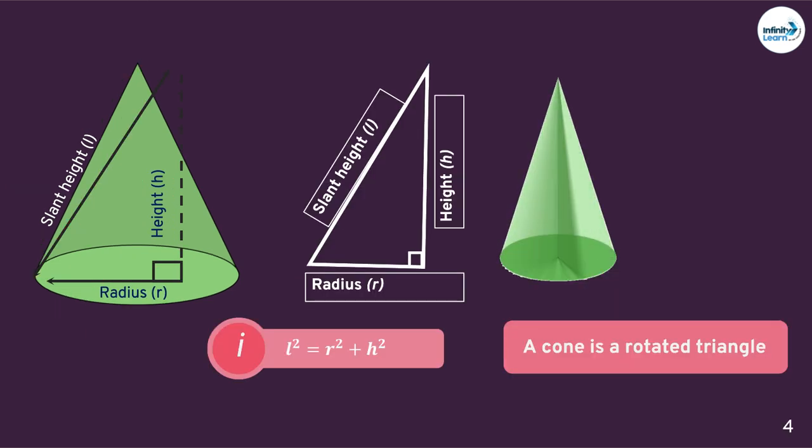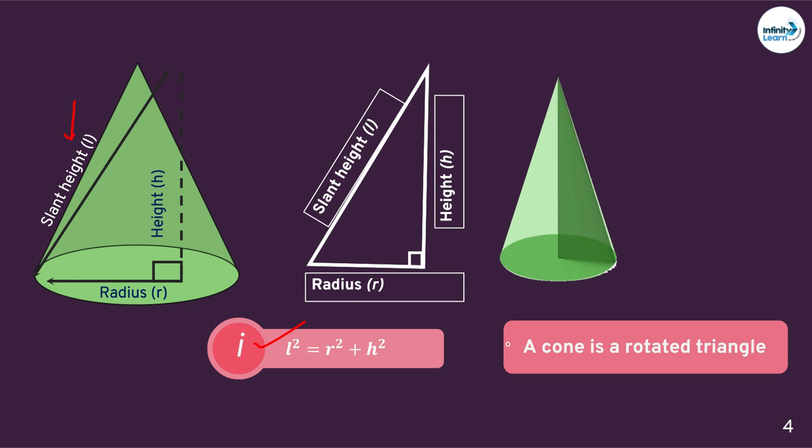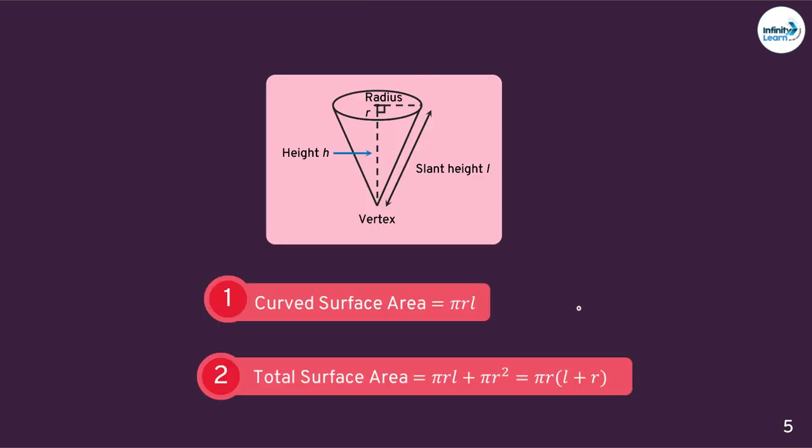Now let us see the cone as a right angle triangle where height is the perpendicular, slant height is hypotenuse, and radius is the base. So the relation between slant height, radius, and height is L square equals to R square plus H square, where H represents the height and slant height is represented by small letter L. A cone is nothing but a rotated triangle.